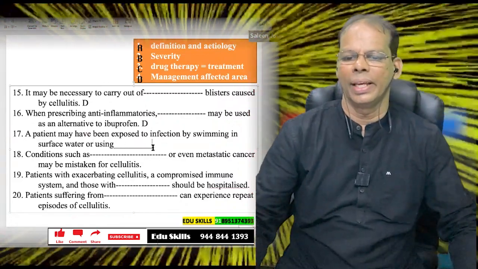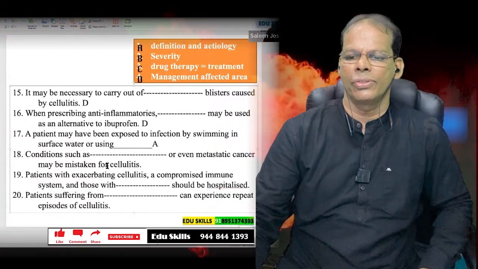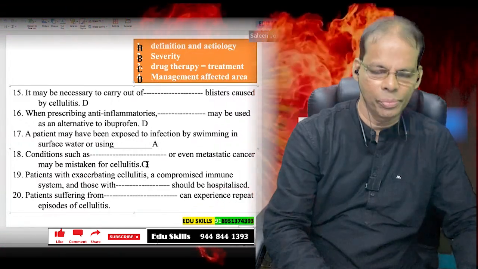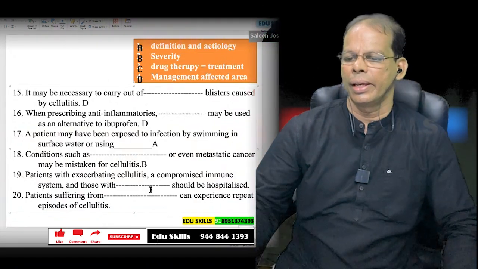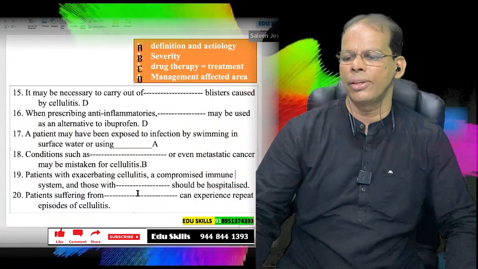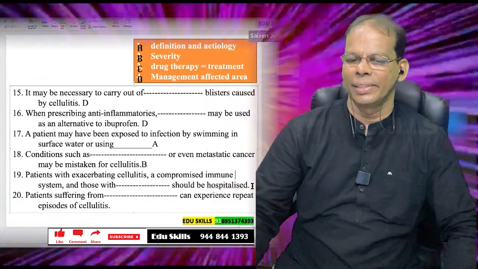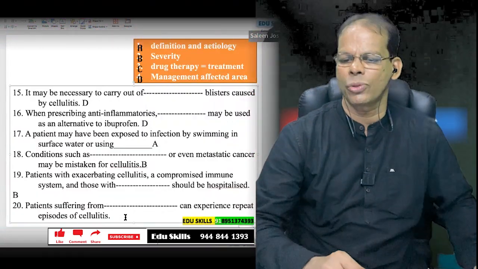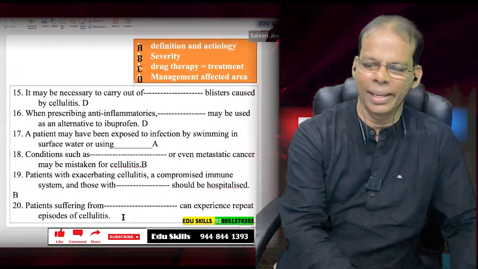So A. Next. Conditions such as dash or even metastatic cancer may be mistaken for cellulitis. Right? B. Okay. Patients with exacerbating cellulitis, a compromised immune system, and those with dash should be hospitalized before treatment. B. Patients suffering from dash can experience repeat episodes of cellulitis. Some text other A. Let's check now.